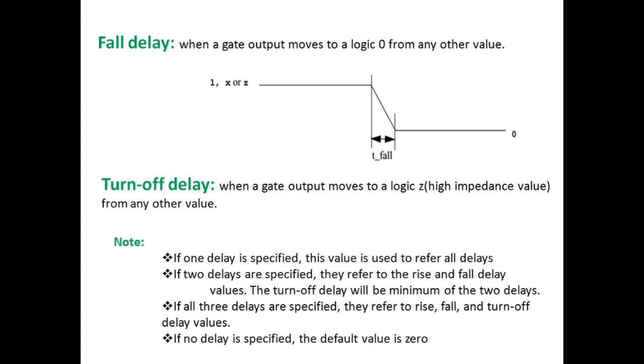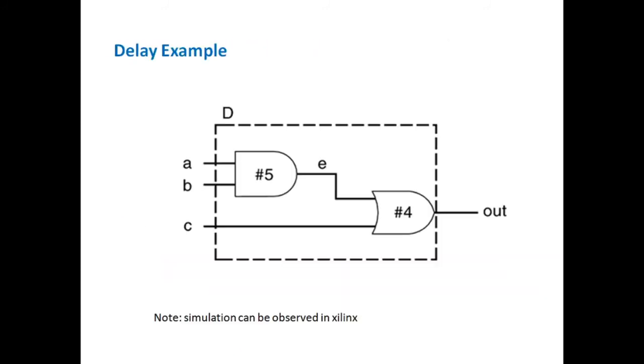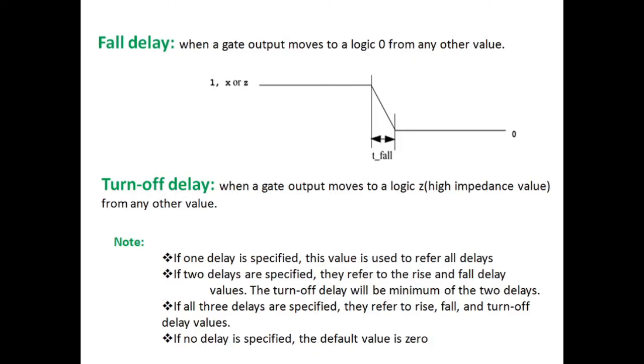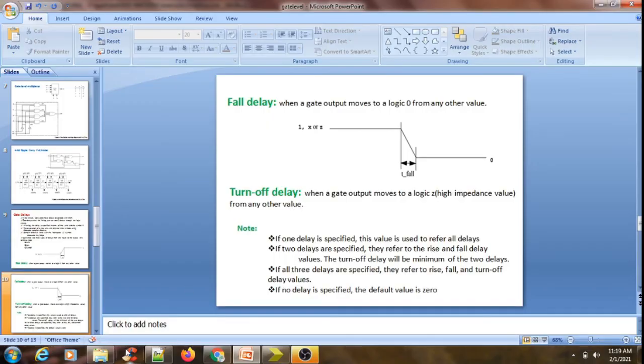And if three delays are specified in a logical gate, one delay will be the rise delay, the next is fall, and turn off will be the third delay. If no delay is specified, the default value of the delay that a logical gate is consuming is 0. So let me explain with this one.